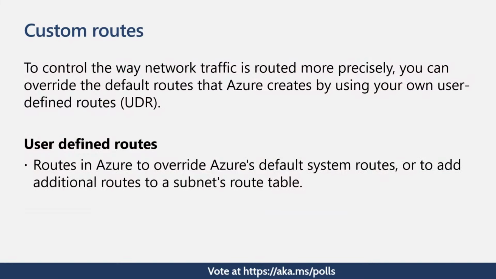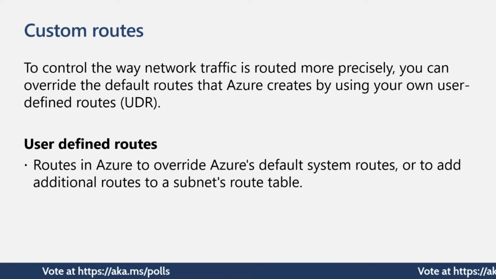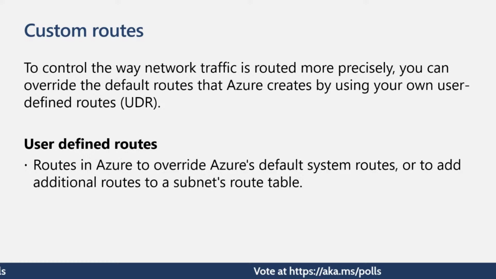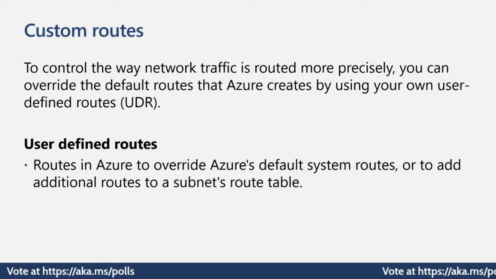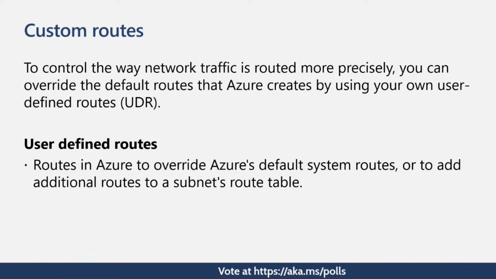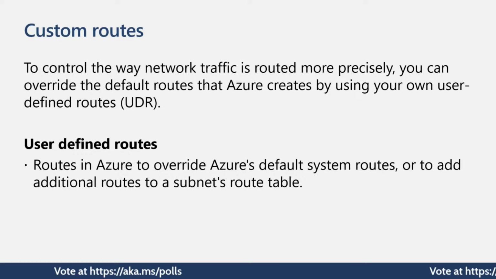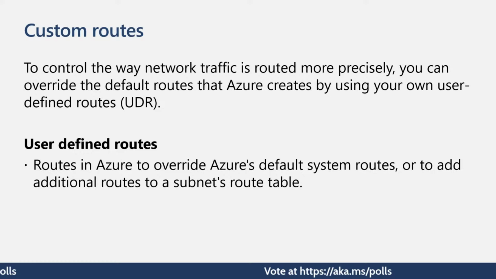Now I mentioned, hey, we have two different types of routing. We reviewed system routes, but what if we want to create our own customized route? That's our custom route, which we also describe as a user-defined route. This is what's going to allow us to override the default routes, or add routes to a subnet route table. The benefit here is that it's going to give us more precision when it comes to routing our traffic.